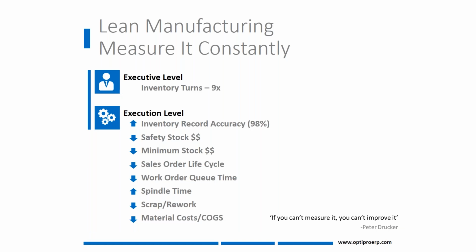So, let's look at, we want to move toward lean. How do we measure it? Again, Peter Drucker said, if you can't measure it, you can't improve it. Hey, let's have some KPIs in place. Different levels of the organization look at measurements differently. At the executive level, consensus seems to be their number one measurement is inventory turns. It tells, with a single number, the efficiency of the organization as a whole.